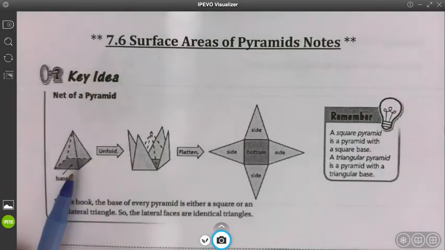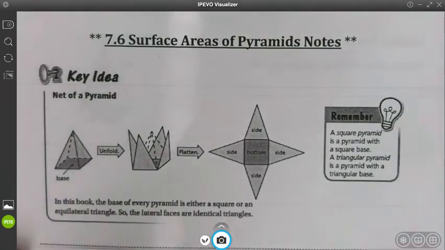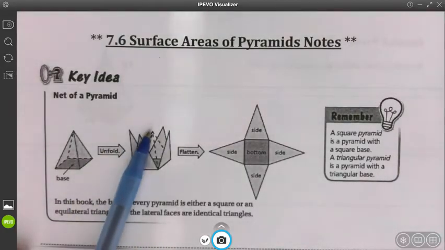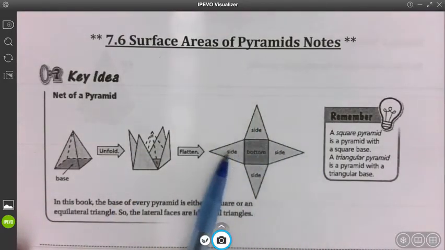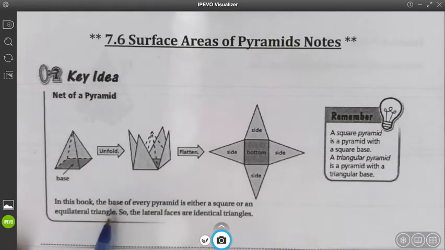So a pyramid, as we've talked about before, has one base and then has a point, and the lateral faces, which means the faces that go in the upwards direction, are all going to be triangles. Now for the net of a pyramid, you basically just open up from the point and flatten out the sides. In this, the base of every pyramid is going to be a square or an equilateral triangle. An equilateral triangle just means that all of the sides of the triangle are the same. So the lateral faces are identical triangles.